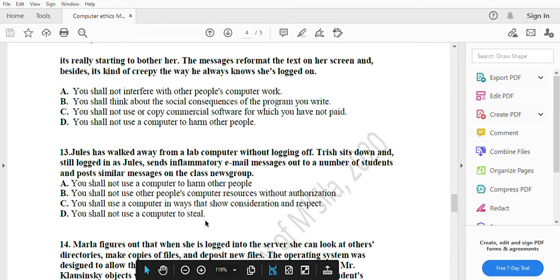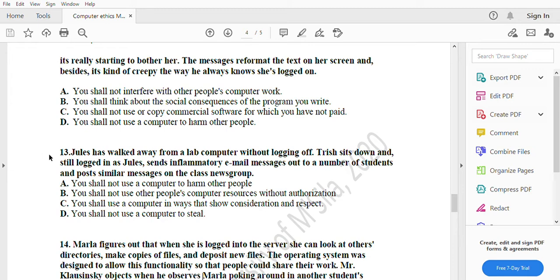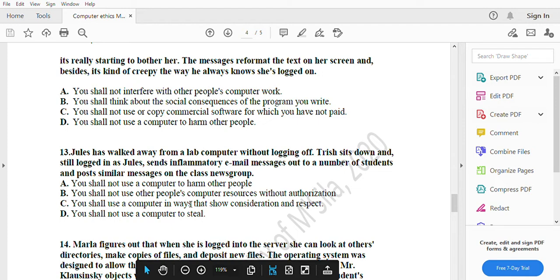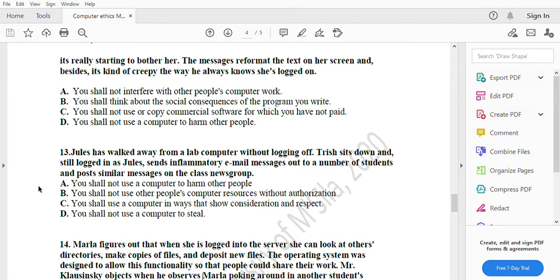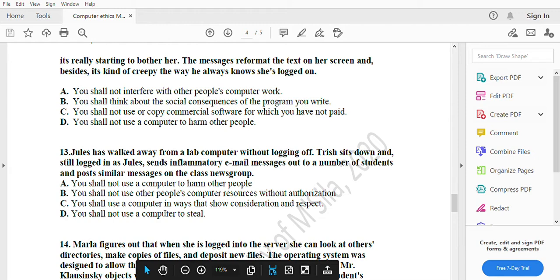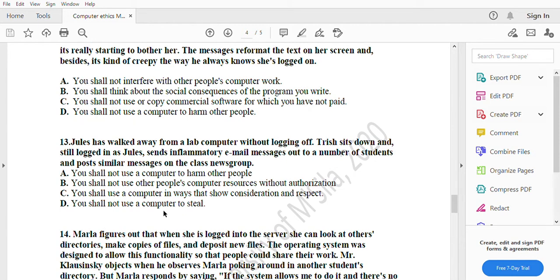If we take 13 this way, Julie has walked away from a lab computer without logging off. Trish sits down, still logged in as Julie, sends inflammatory email messages out to a number of students, and posts similar messages on the class newsgroup. So, A, you should not use a computer to harm other people. B, you should not use other people's computer resources without authorization. C, you should not use a computer in ways that show consideration and respect. D, you should not use a computer to steal. So, which one, according to you, is right? Of course, it's B.